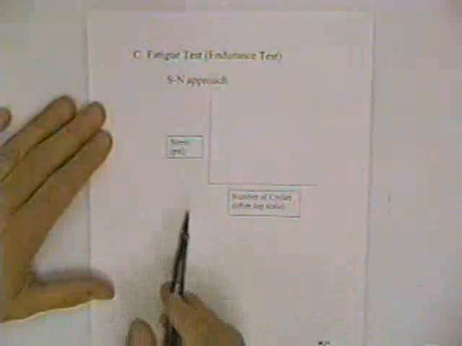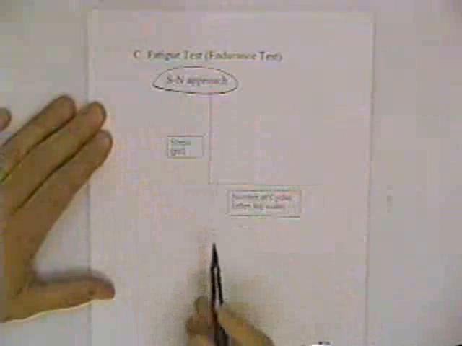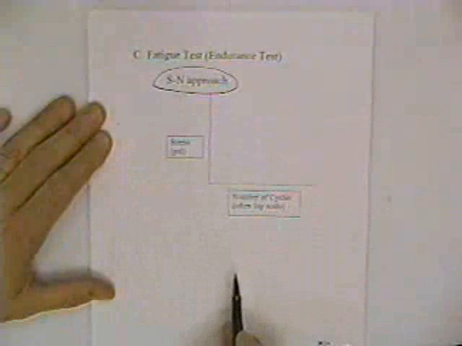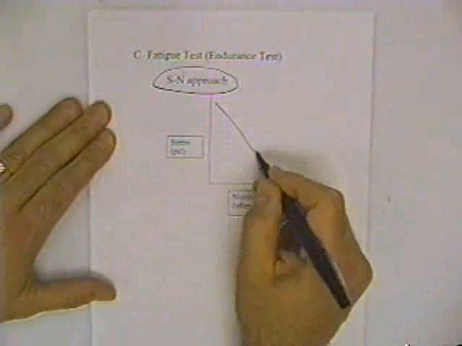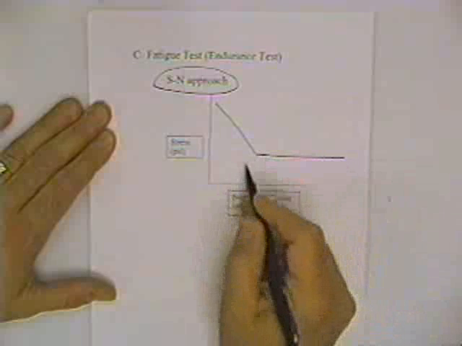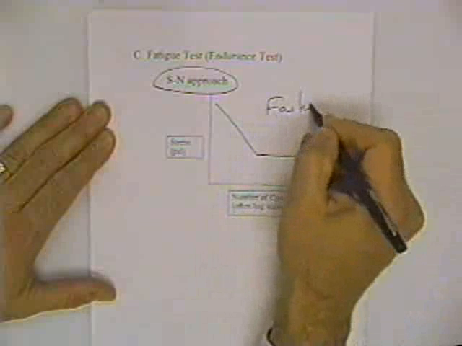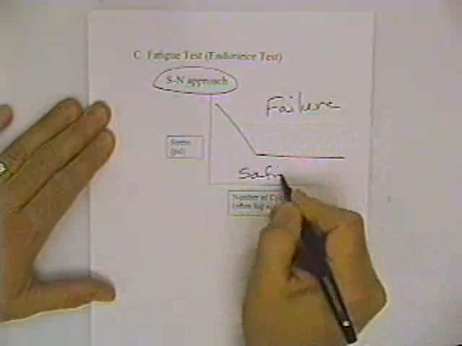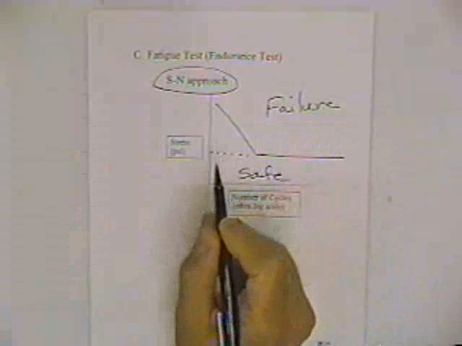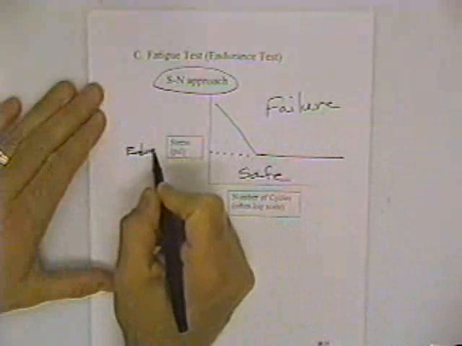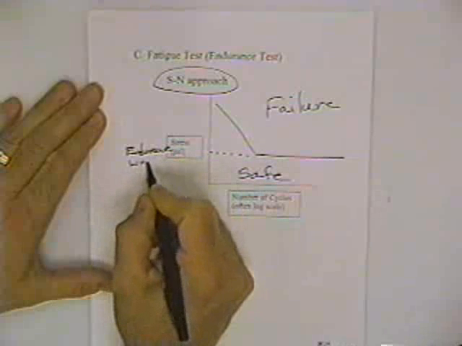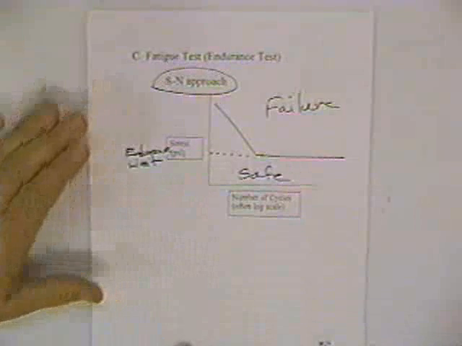A third type of test is a fatigue test. There are a couple of different kinds of fatigue tests. The one that we're concerned with is called an S-N approach, where you plot stress versus the number of cycles, usually on a log scale, and the curve for a ferrous material might look something like this. This is called a knee. We have failure here, and we would be safe here. This is called the endurance limit. And what is said is that if you're below the endurance limit, you don't need to be concerned about failure.